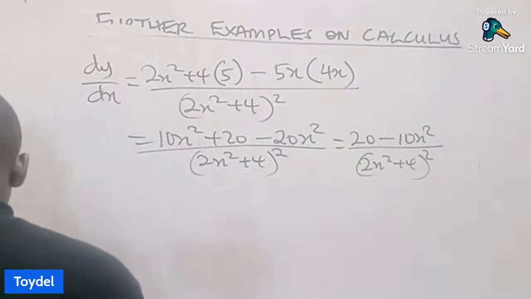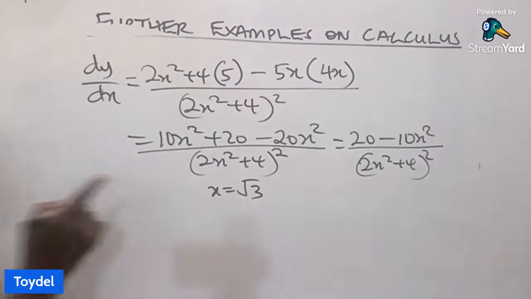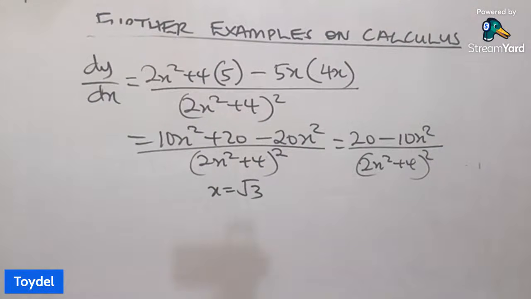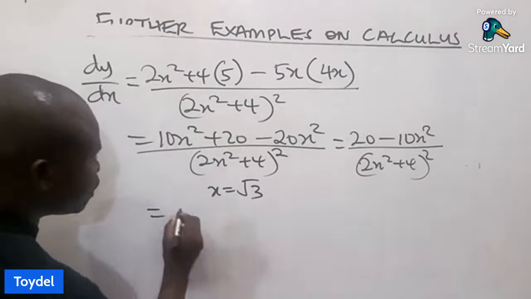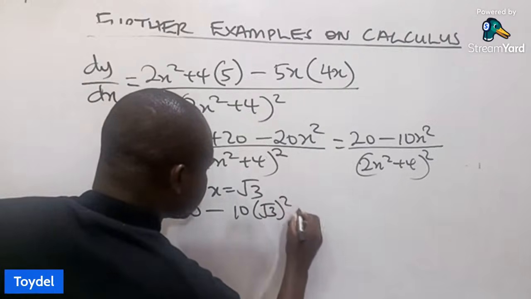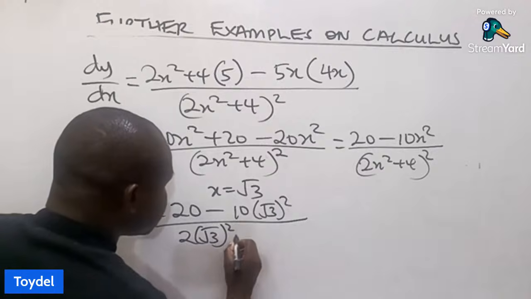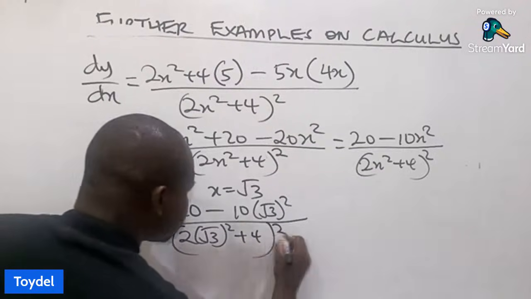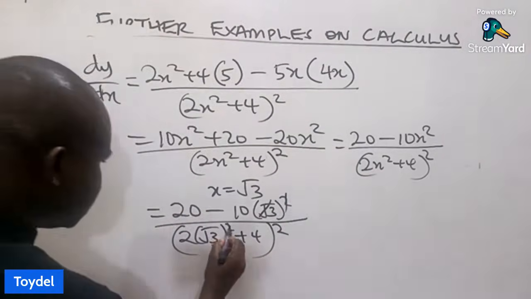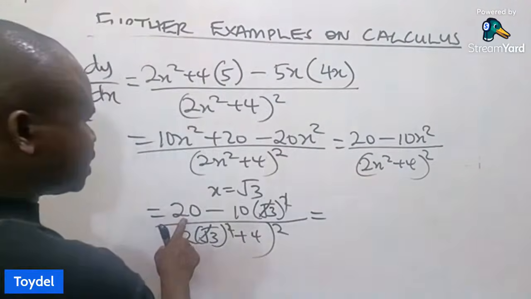The value of x at that point is given as square root of 3. So wherever we see x there, we substitute the square root of 3. If we substitute x equal to root 3, we are going to have 20 minus 10 into bracket root 3 all squared, all over 2 root 3 all squared plus 4, everything squared. At the end of the day, we are going to have 20.